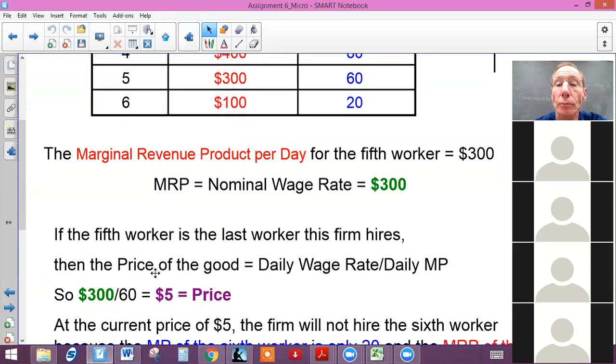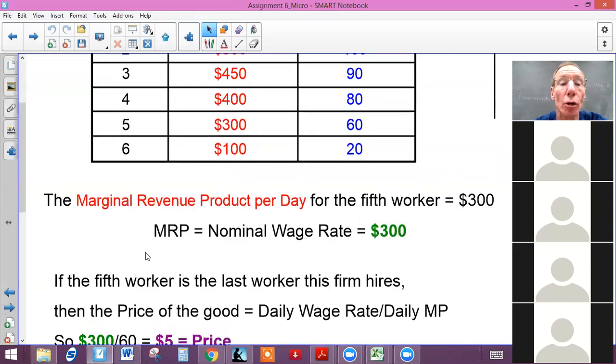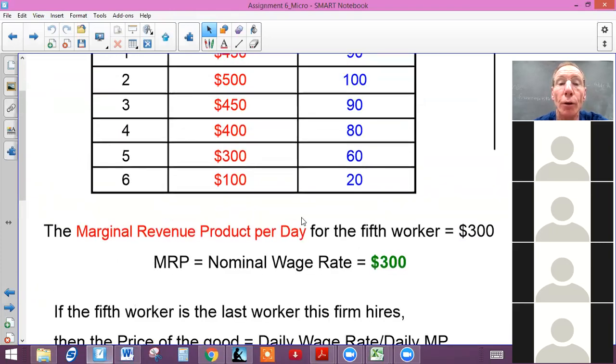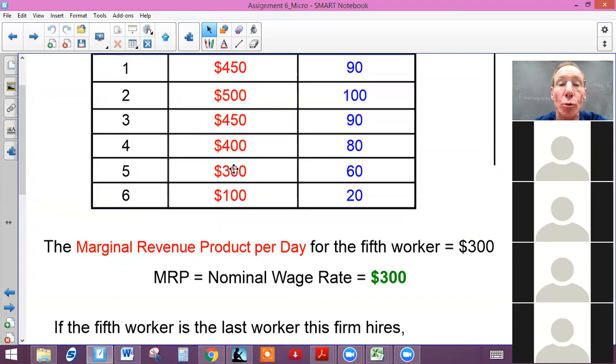So the marginal revenue product per day for the fifth worker is $300. So in order for them to hire that fifth worker, their wage rate cannot be over $300, okay? Because they're not going to want to pay a worker more than they're bringing into the firm in their production, okay?